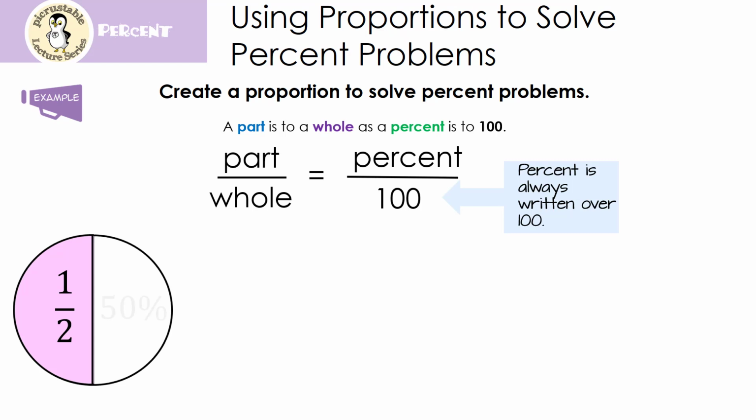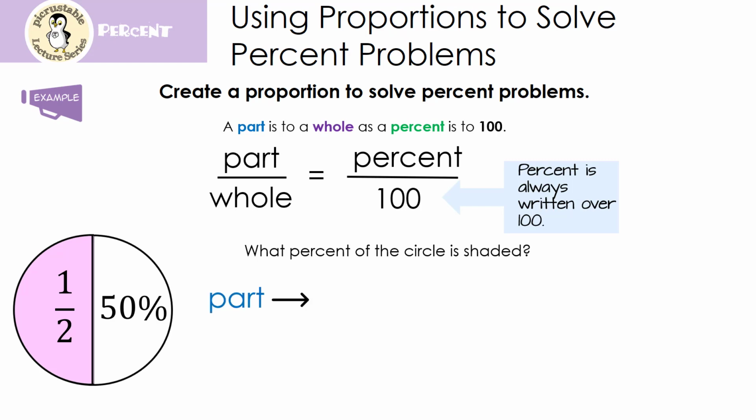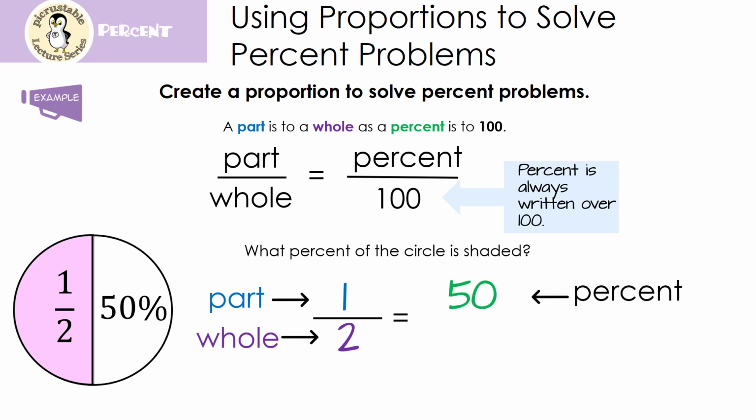Let's look at this. We have 1/2 that's shaded. Well, that's 50%. Let me show you how a part over whole equals percent over 100. What percent of the circle is shaded? Well, we kind of know that, right? But this is going to help you understand it a little better. So part is 1. There's one part of 2 that's shaded. There are 2 whole parts. That's the same as saying percent, which is 50, drop the percent sign, over 100. 1/2 is the same thing as 50 over 100. That's how a percent proportion works.